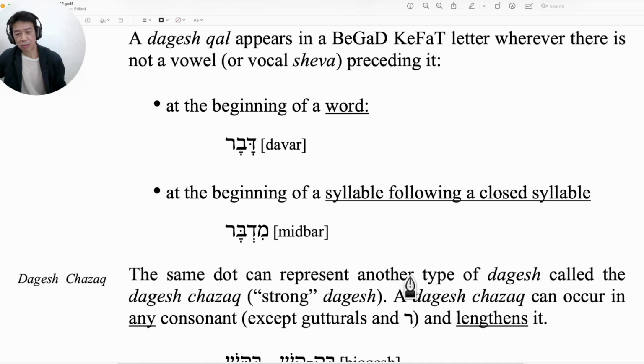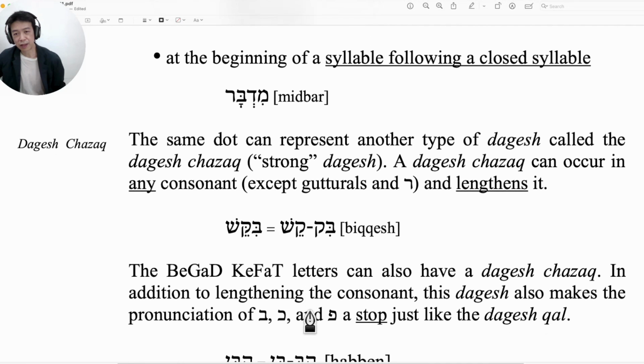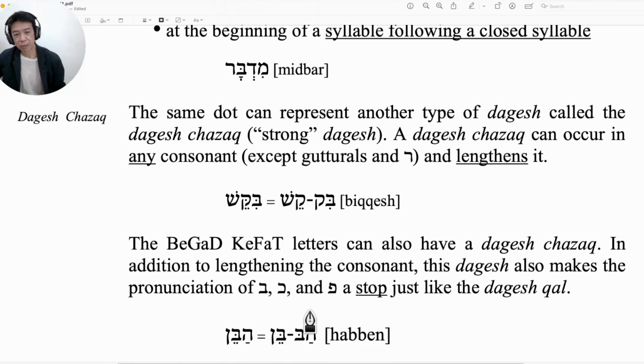The same dot can represent another type of dagesh called the dagesh hazak, which means strong dagesh. A dagesh hazak can occur in any consonant except gutturals and resh, and lengthens it. For example, in this word, bikesh, the kof is double.